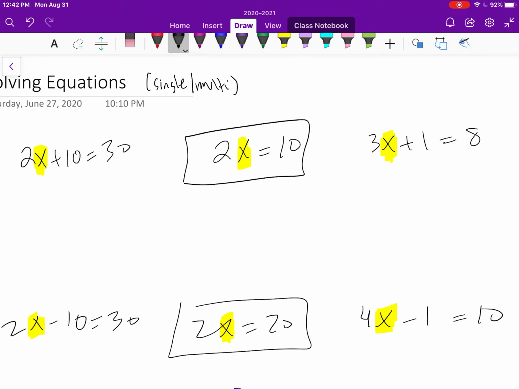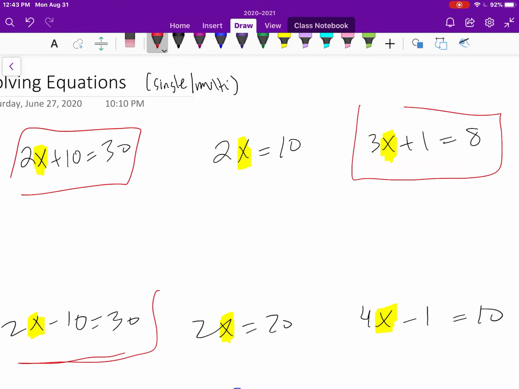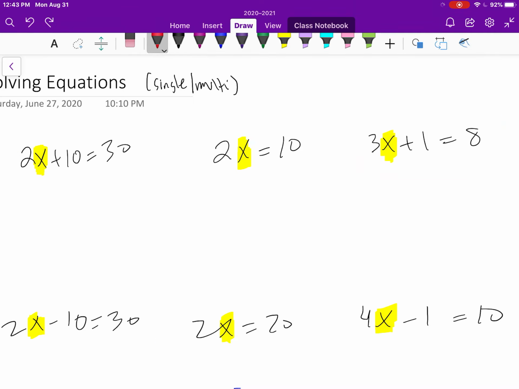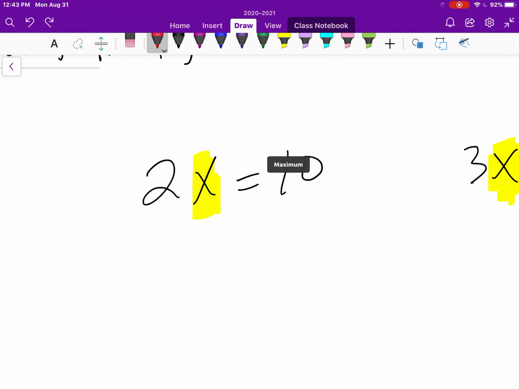Now, when you're dealing with multi-step equations, it's more about the multiple steps you have to take to find the value of x, kind of like these and so forth. So just to name a few. So what I'm going to do, I'm going to start with the single step equations.